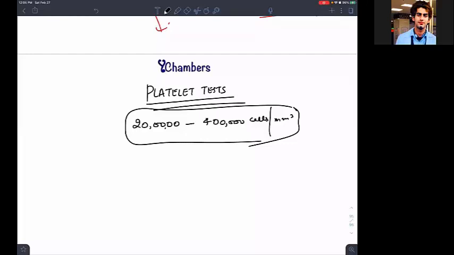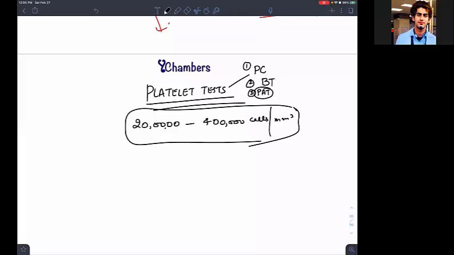So what are your platelet tests? Platelet tests include what is present in a platelet. If you want to give a heading of platelet tests, then you should know it is platelet count, number 1. Second is BT, BT means bleeding time. Then we have platelet aggregation tests.